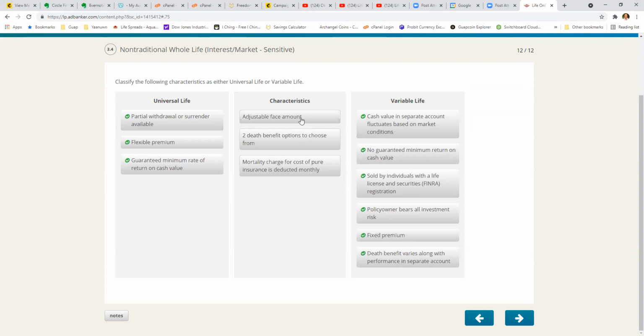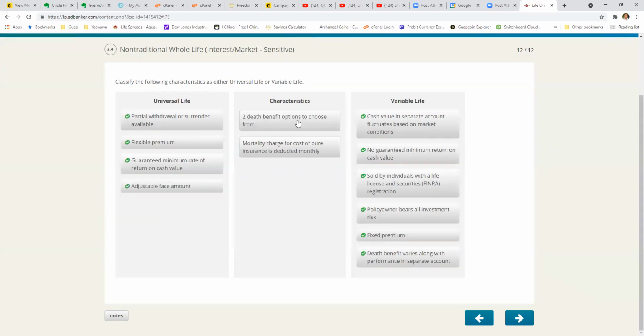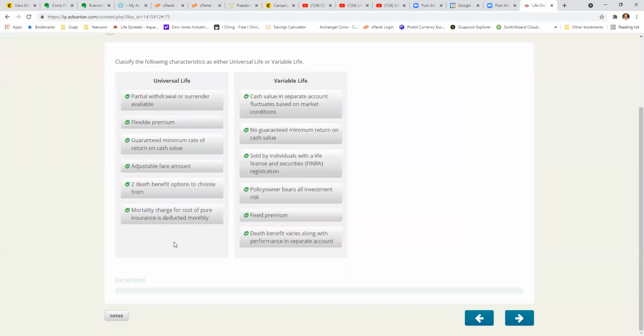Adjustable face amount. Remember, what's adjustable with universal? The premium and the base amount. Two death benefit options to choose from, A and B: universal. And then the mortality charge for cost of pure insurance is deducted monthly. We didn't touch on that, but that's a characteristic of, I'm pretty sure, universal.